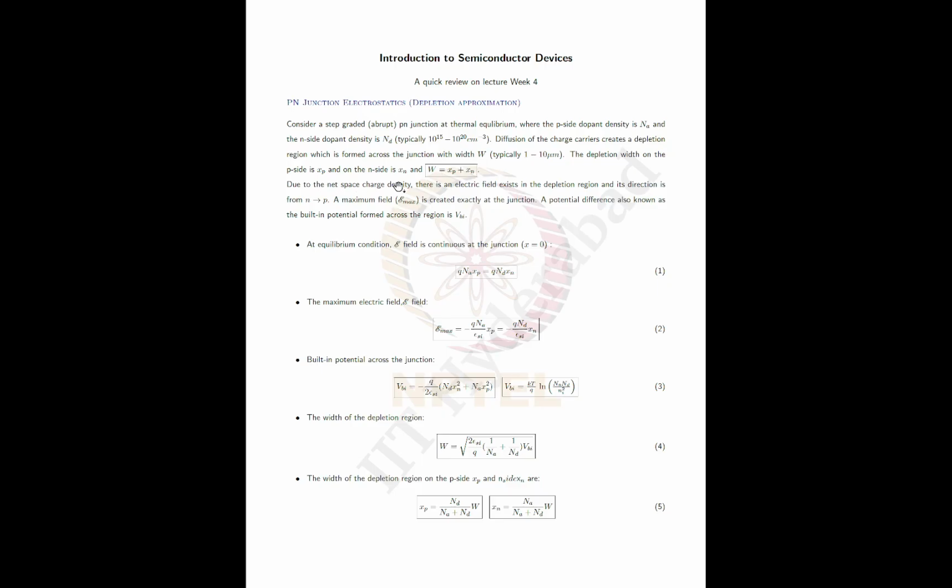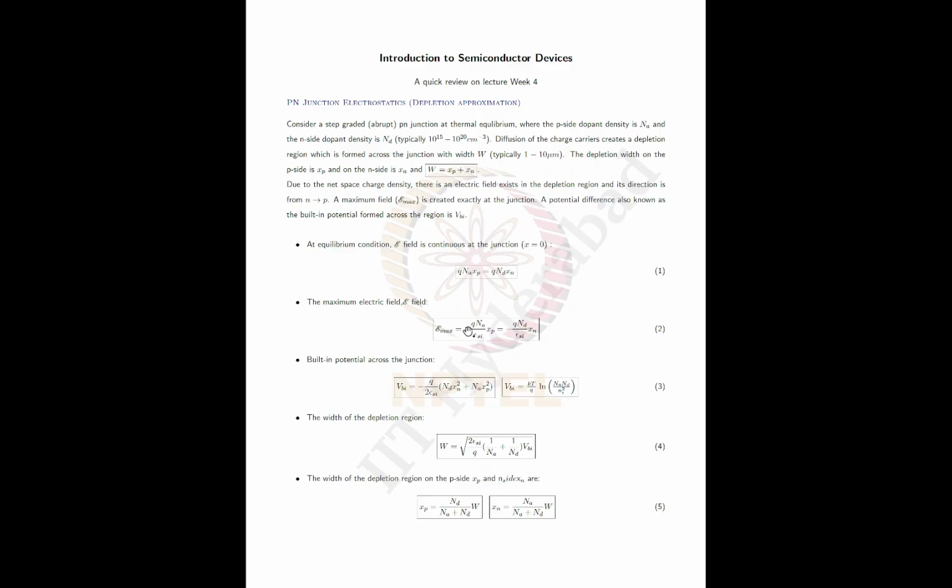Due to the net space charge density, an electric field exists in the depletion region and its direction is from N to P. A maximum field Emax is created exactly at the junction. A potential difference, also known as the built-in potential, is formed across the region, that is VBI. In equilibrium, the electric field is continuous at the junction, and due to charge neutrality, we have q Na Xp equals q Nd Xn. From this, the maximum electric field is calculated.